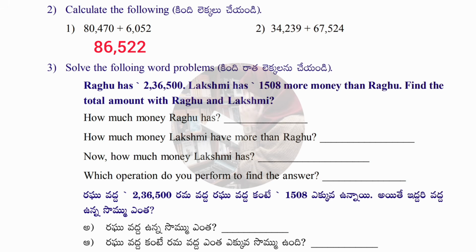Just before, I have told you, whenever the numbers are given, you have to place them under the correct place value, meaning ones digits, tens digits, hundreds digits, thousands digits and 10,000 digits, like that. Sometimes they will not give you the same number of digits in the addition or subtraction.